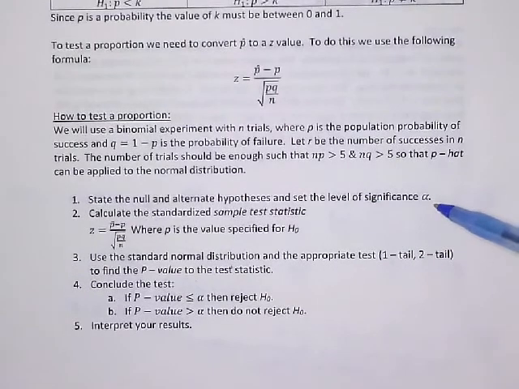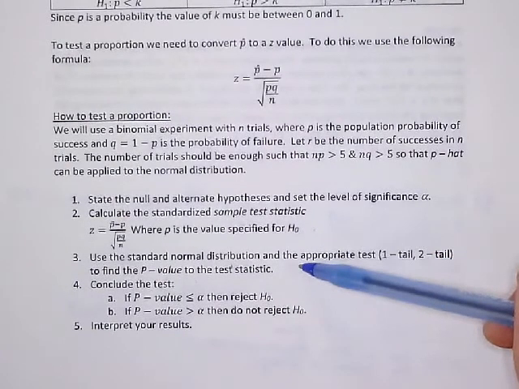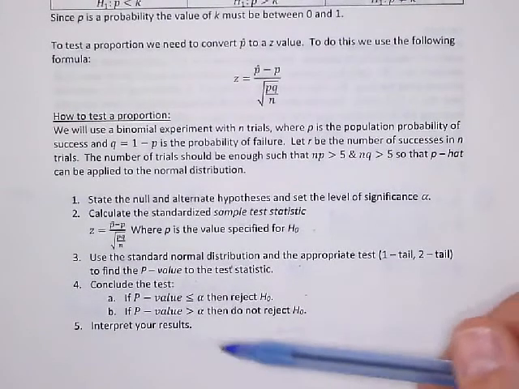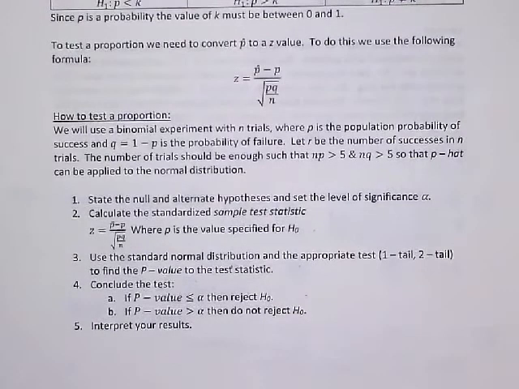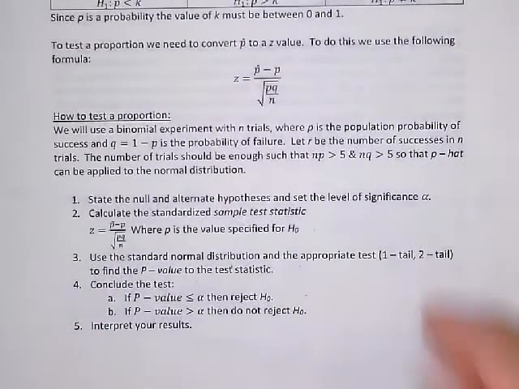State your null and alternate hypotheses, set your level of alpha, solve for your test statistic. Once you have your test statistic, you can solve for your p-value. Once you have your p-value, make a decision about the null, keep it or reject it, and then interpret your results in the context of the problem. So we're going through our same 5-step process that we've been going through before.